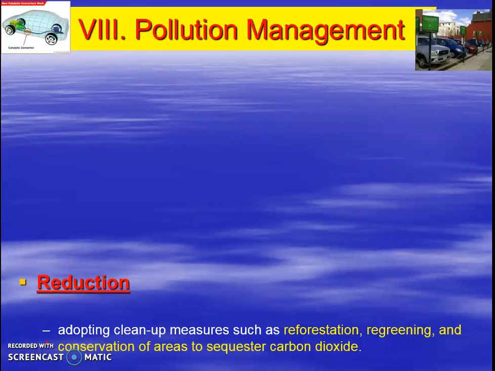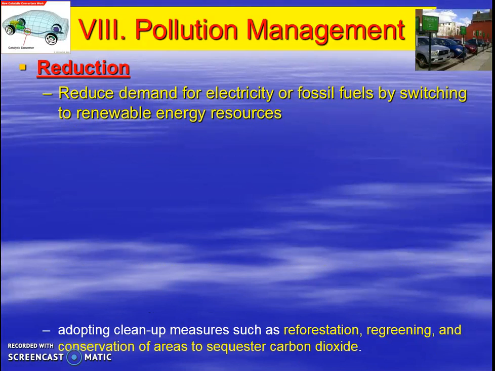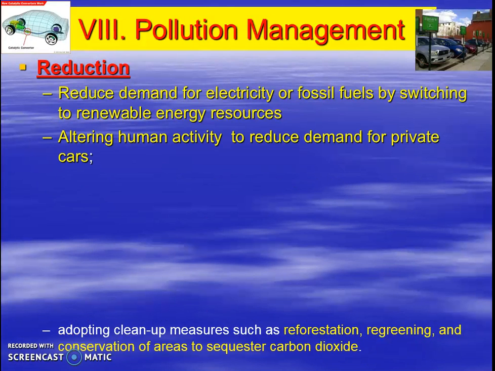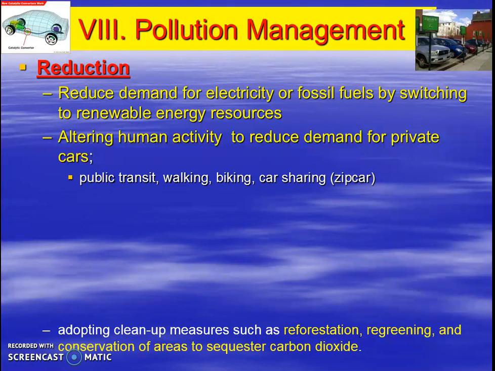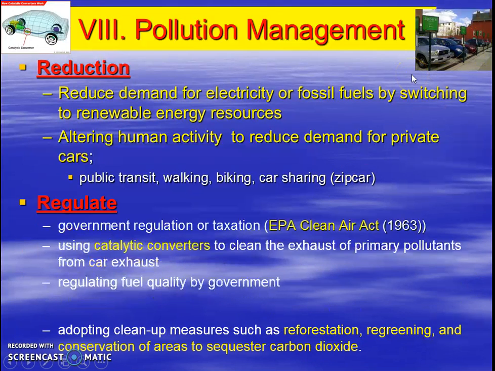So what can we do about it? So remember our pollution management strategies. Our first one is reduce or change the human activity. So we can reduce those demands for that electricity or fossil fuels by switching to renewables. We could alter human activity by maybe having less private cars. We could do that by having public transit, walking, biking, using car sharing situations like Zipcar.